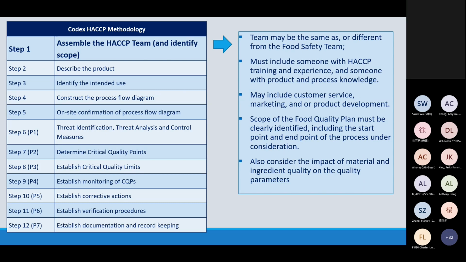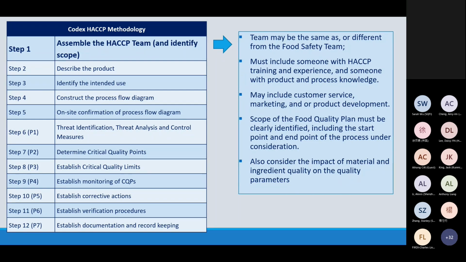So here are the 12 steps of Codex. Step 6 is principle 1, step 7 is principle 2, but steps 1 to 5 are what we call the preliminary steps: HACCP team and scope, describe the product, intended use, and process flow diagram. And then, of course, we have principle 1 to principle 7. In the food quality plan, the team may be the same or different from the food safety team. It needs to include someone with HACCP training and experience and someone with product and process knowledge.